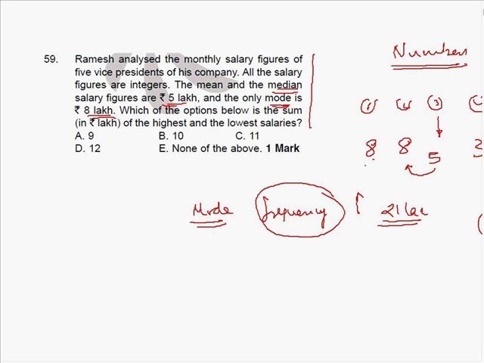8 plus 1 is 9. But you guys should know what is mean, median, and mode. So I hope that you guys know that. How we got 25 lakhs? Because it's saying the mean is also 5 lakhs, and there are 5 things. So 5 into 5 is 25. That's the total. That's it. So this question is also solvable.